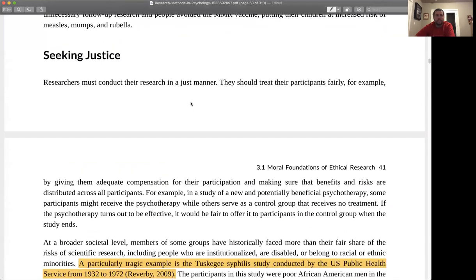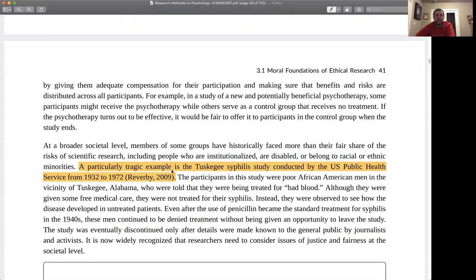So, seeking justice, there's the Tuskegee syphilis study mentioned here. I just wanted to highlight it because it's an extremely important study that plays a role in how we now understand ethics. Again, we're going to shorthand it here, but essentially it started in 1932, before the civil rights movement that kind of finished up in 1968.